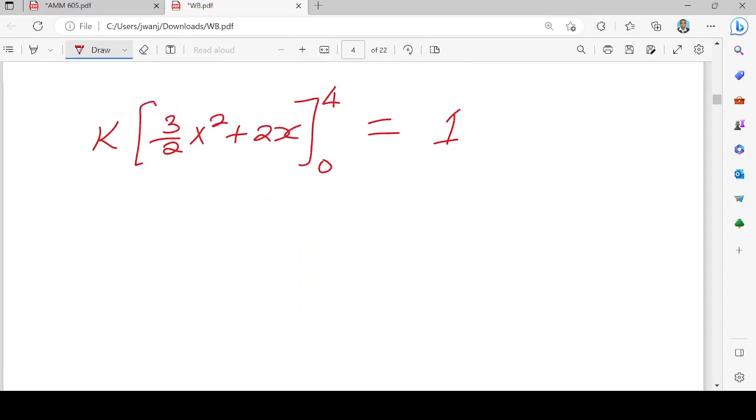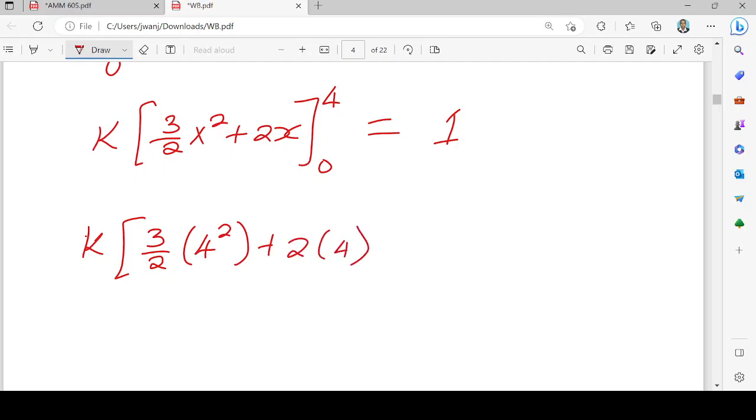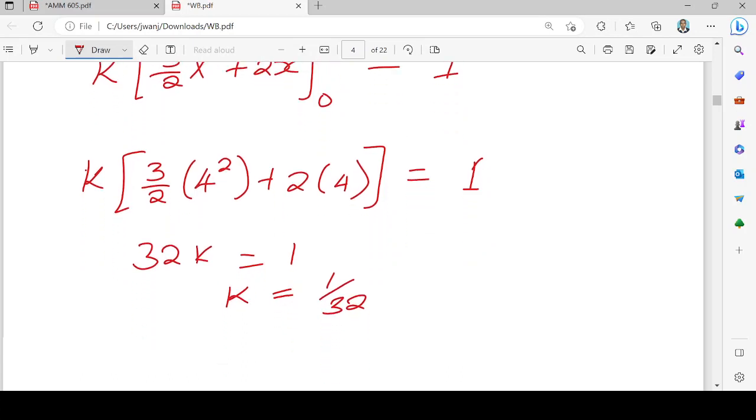Then we can substitute x is 4. So this will give us k times 3 over 2 times 4 squared plus 2 times 4 is equal to 1. When we work this out, 3 over 2 times 4 squared is 24, plus 8. We get that 32k is equal to 1, meaning that k is equal to 1 over 32. That's the value of k.